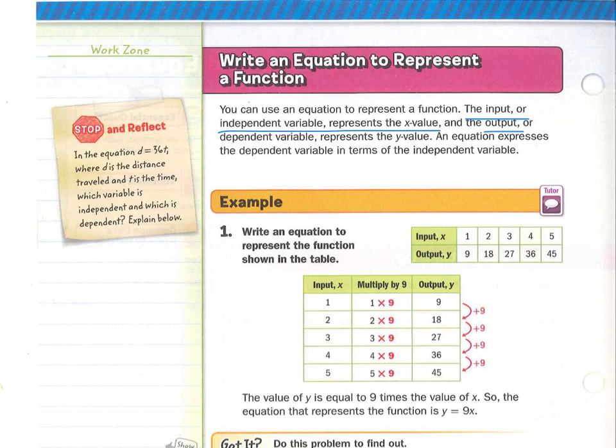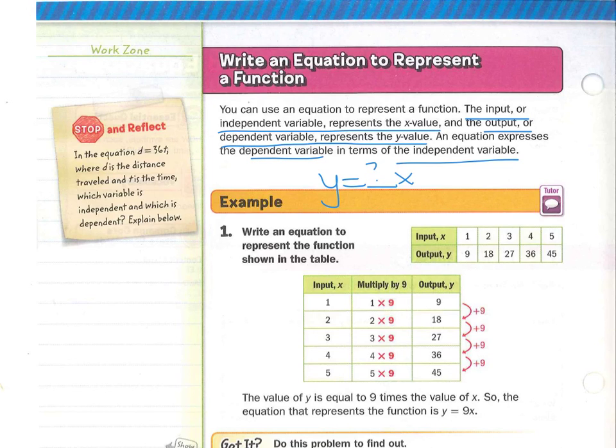And the output, or the dependent variable, is represented by the y value. An equation expresses the dependent variable in terms of the independent variable. That means that you write your equations like y equals something x. There's something happening to x. That's how you write your equations.